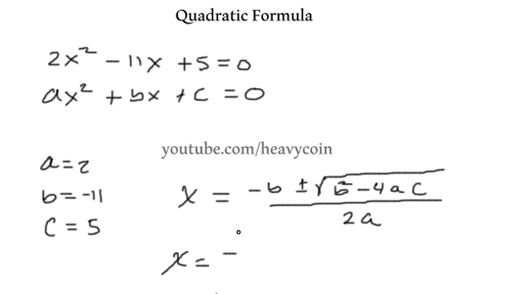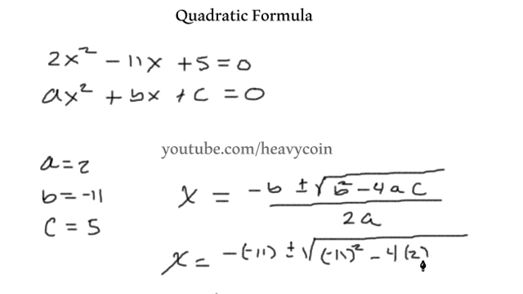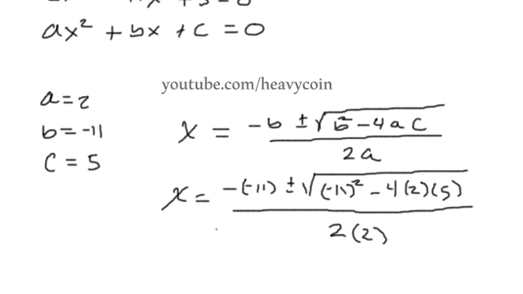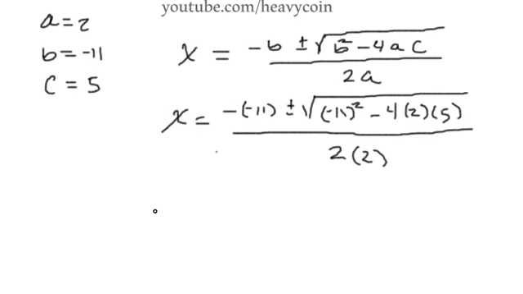So what we're going to do is just plug in our numbers. So b is negative 11. Now, best thing to do if you have a negative number, just put parentheses here at first. Plus or minus the square root of, so this is b squared, so negative 11 squared minus 4a, which is 2, and c, which is 5. And that is going to be all over 2a. And now what we need to do is just simplify it down.